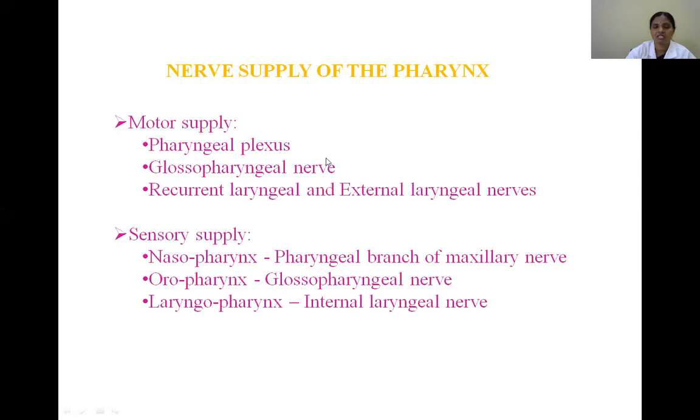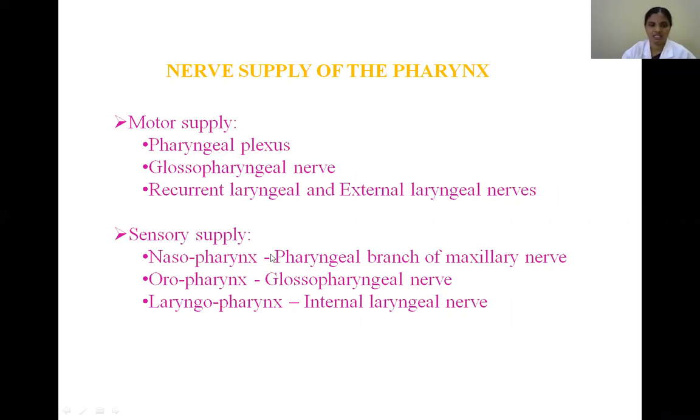Similarly, all the muscles of the pharynx are supplied by this pharyngeal plexus except the stylopharyngeus, which is supplied by the glossopharyngeal nerve. And in addition, the recurrent laryngeal and external laryngeal nerves supply the cricopharyngeus muscle. The cricopharyngeus, in addition to the pharyngeal plexus, is also supplied by the recurrent laryngeal nerve and external laryngeal nerve, whereas stylopharyngeus is supplied by the glossopharyngeal nerve. But all the rest of the muscles are supplied by the pharyngeal plexus.